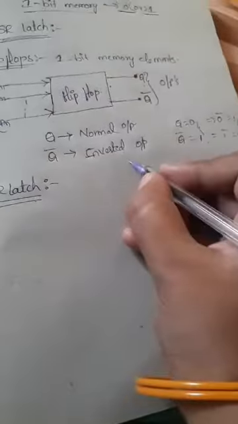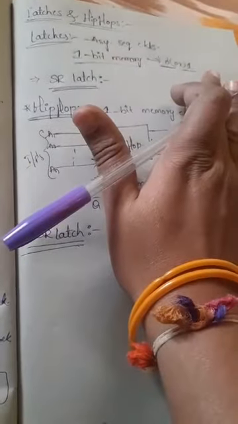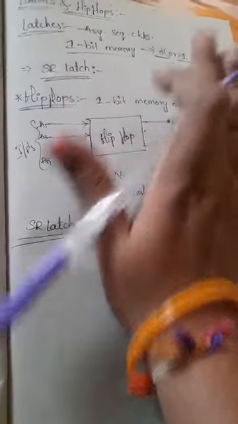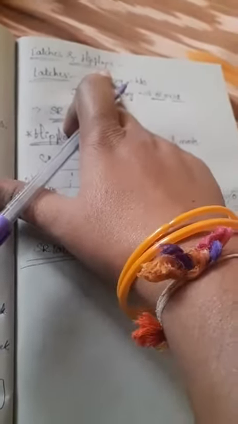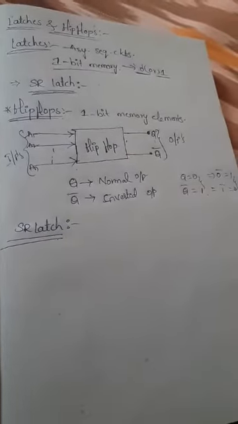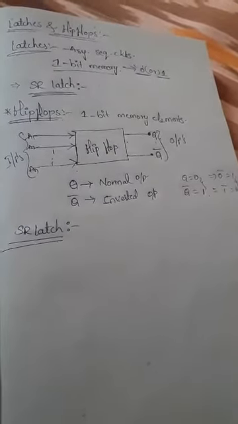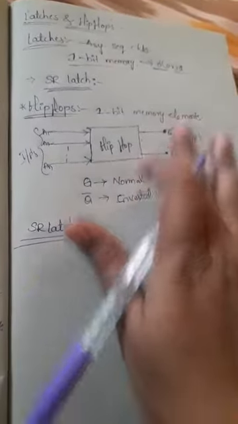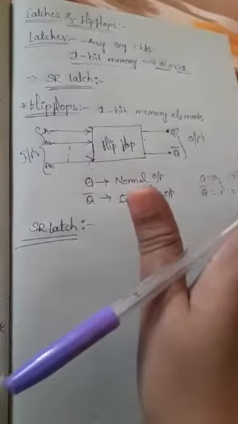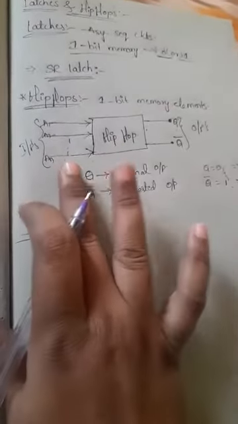So what is the difference between a latch and a flip-flop? The latch doesn't consist of a clock signal. A flip-flop works with a clock signal. That is the difference between latch and flip-flop. So remember that one: latches don't have the clock signal, but flip-flops have the clock signal.